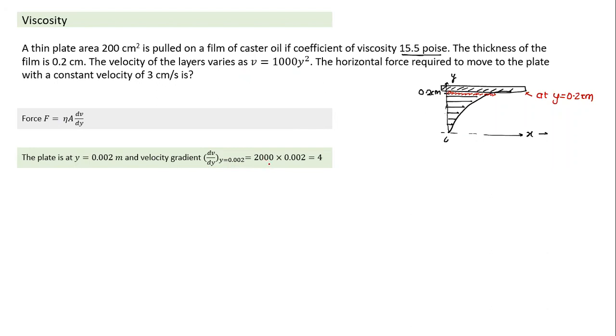dV by dy, I get 2000 into the y value. So this is the velocity gradient. This will be the slope of the velocity versus y curve at y equal to 0.002. Once you have this value, the rest is simple substitution. I get the value of eta into area converted into SI unit, and into velocity gradient, which is already in SI unit. That's how we calculate.